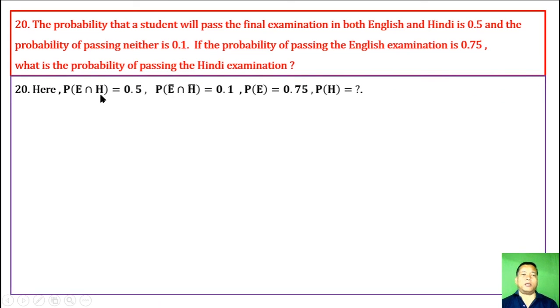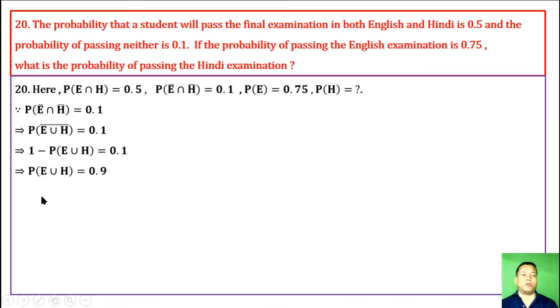Let E and I denote the events of passing the examination in English and Hindi respectively. Here P of E intersection I is 0.5, P of not E and not I is 0.1, P of E is 0.75, P of S is 1. Since this is equal to 0.1, which can be written using De Morgan's law as E union I's complement, which is again equal to 1 minus P of E union I.